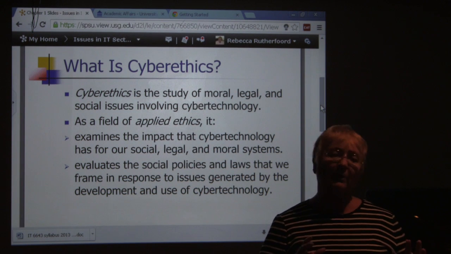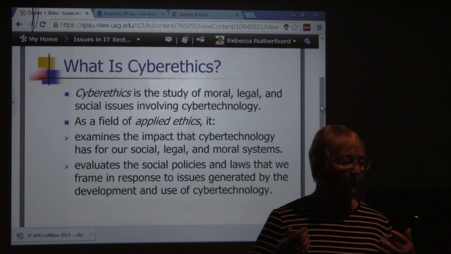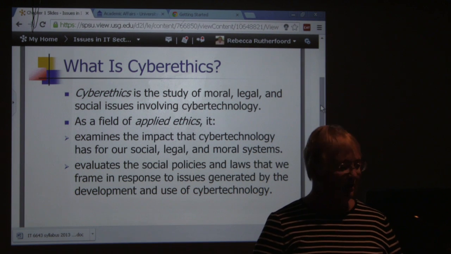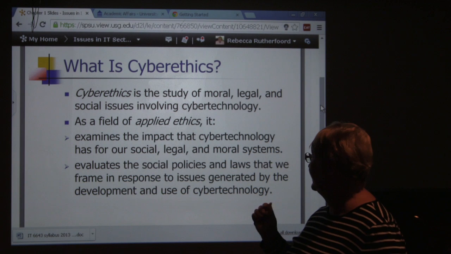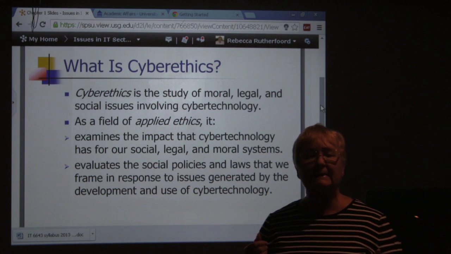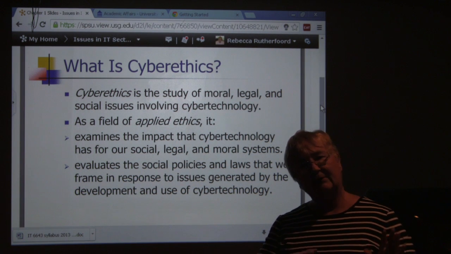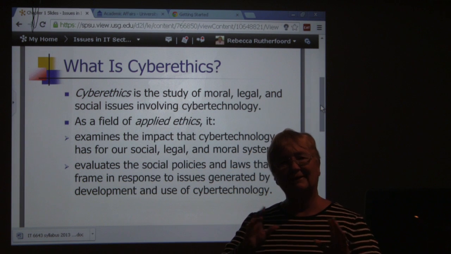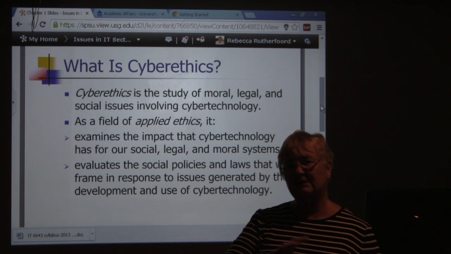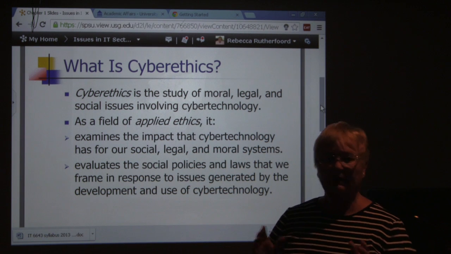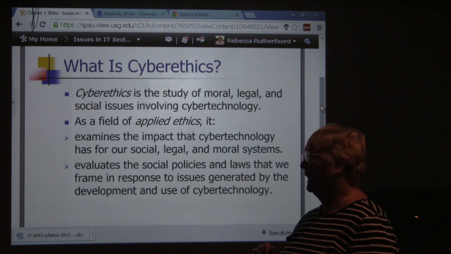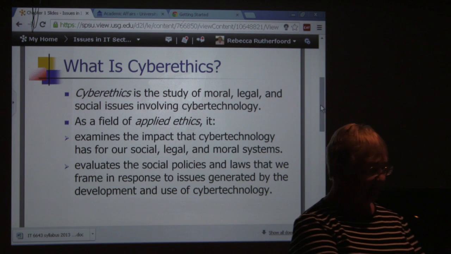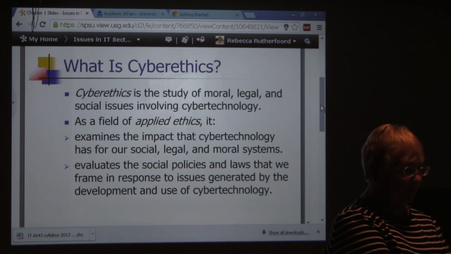Notice it says cyberethics is the study of moral, legal, and social ethics, and this is also a field of what we call applied ethics, because it's looking at the impact of how technology impacts ethics and how ethics impacts technology. So we're going to look at both of those. And we will also be looking at laws. We're going to be studying different kinds of laws that pertain to this as well.